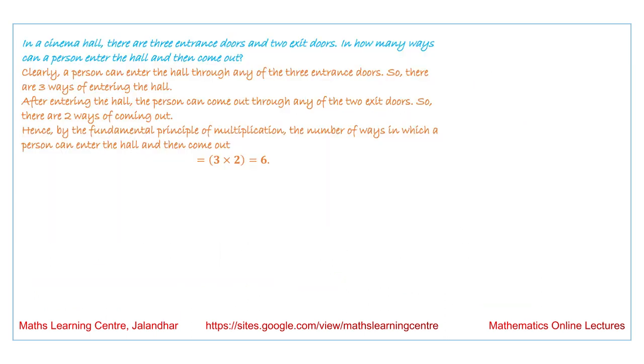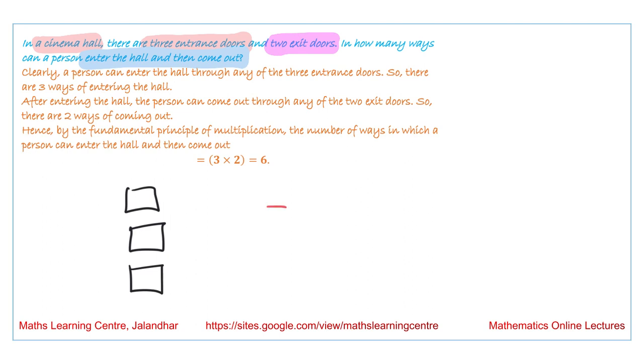Next question we have is, in a cinema hall there are 3 entrance doors and 2 exit doors. In how many ways can a person enter the hall and then come out? So we are talking about the situation. Suppose these are the 3 entrance doors we are saying, and these are the 2 exit doors we are talking about.